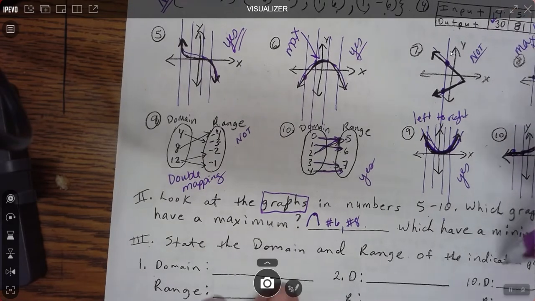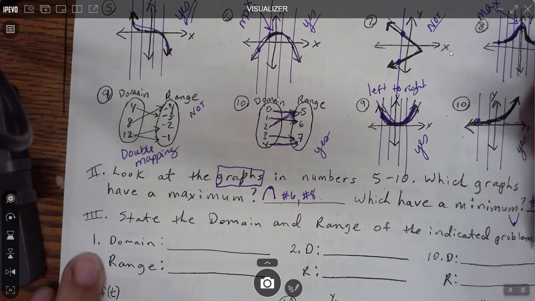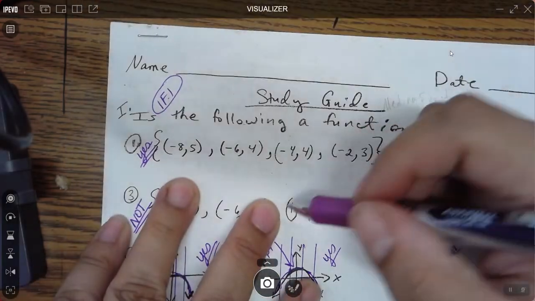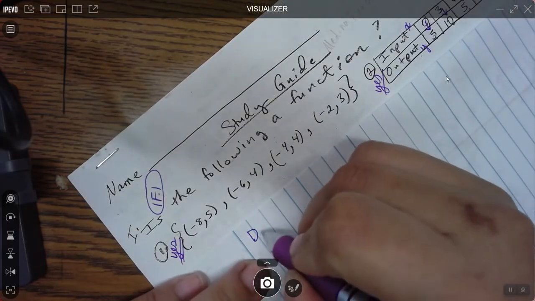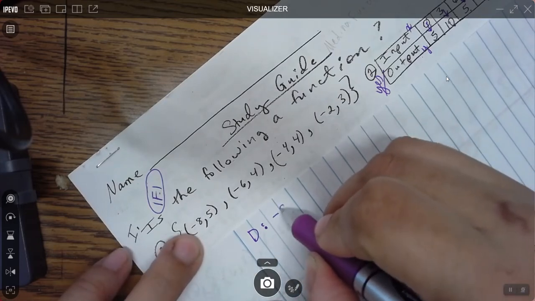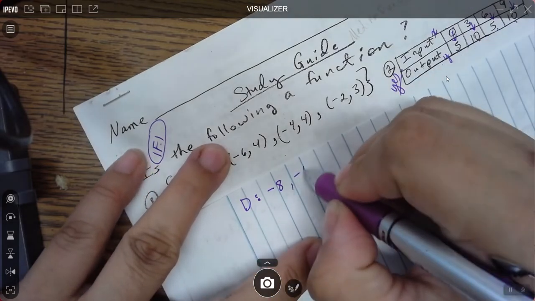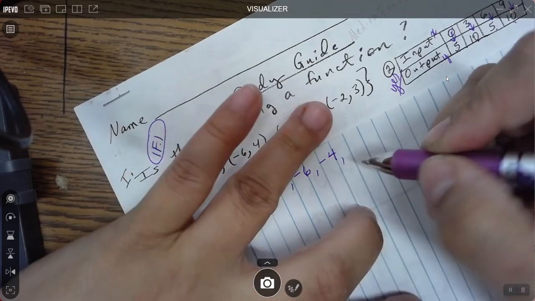State the domain and range of the indicated problems. So for number 1, the domain and the range. So let's go back to number 1. Number 1 is here. Okay. And the domain is going to be all the x values. So let's see, -8, -6, -4, and -2.